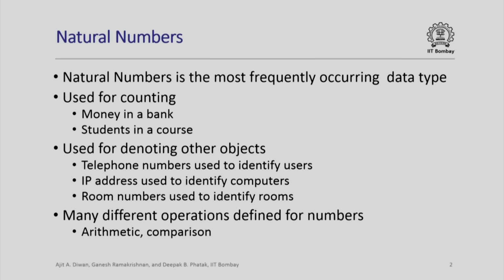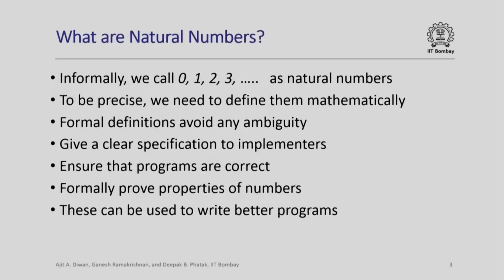So if you are counting things using a number, typically you will add and subtract things to that number. Whereas if you are using it to denote certain objects, you will probably be doing comparison more than adding or subtracting. So there are many different operations that are used on numbers, and different purposes for which numbers are being used. But what are natural numbers?